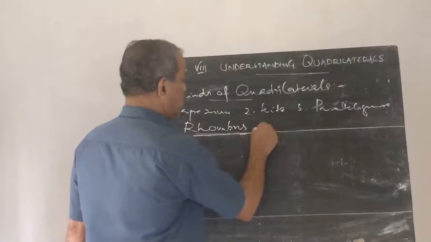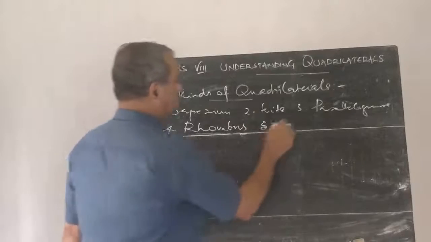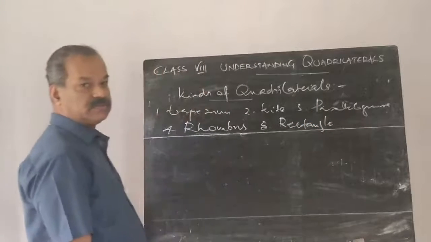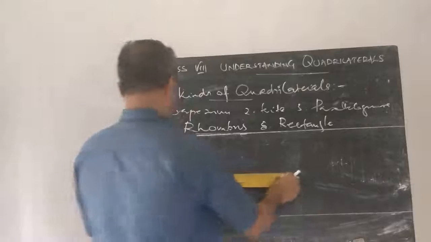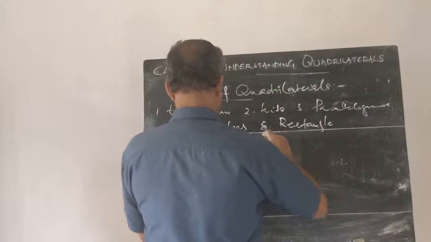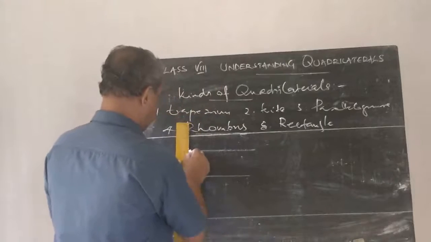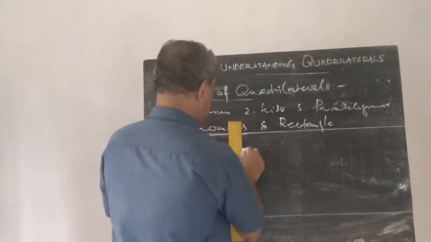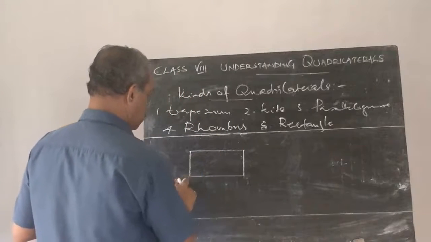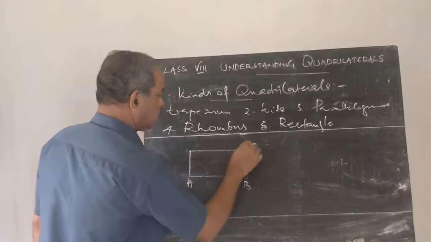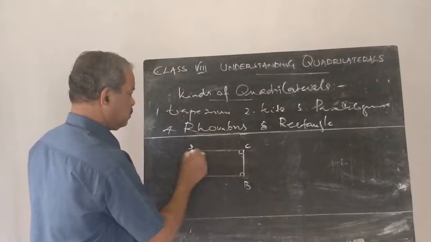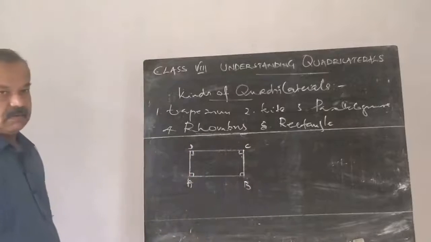Now, fifth quadrilateral, rectangle. Rectangle is also a quadrilateral. Now see, consider ABCD. Angle A 90, angle B 90, angle C 90, angle D 90. All the angles are equal.